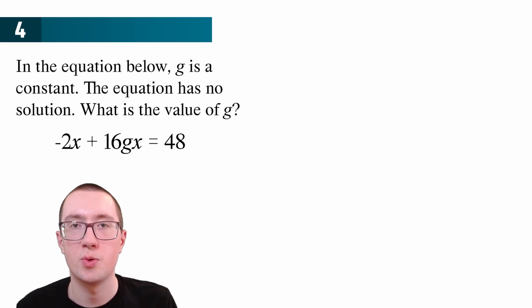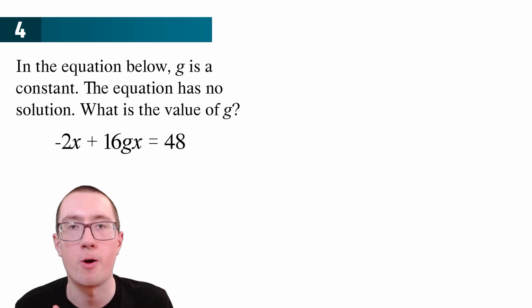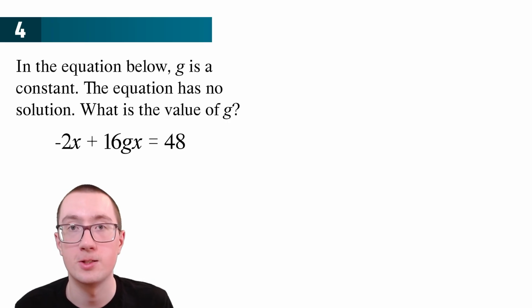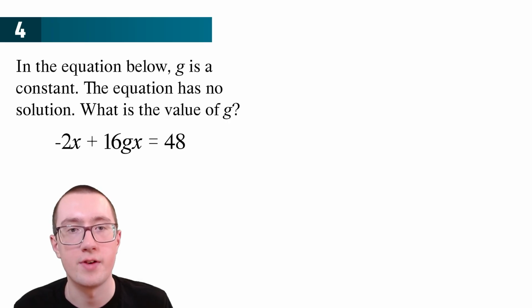Okay, this one is an algebra one, and some of the harder questions on the SAT are going to make you think about problems in a way you haven't really thought of before. So it says we have an equation below. G is a constant. A constant is just a fancy word for a number, like 7 or 12. And it says the equation has no solution. What is the value of G?